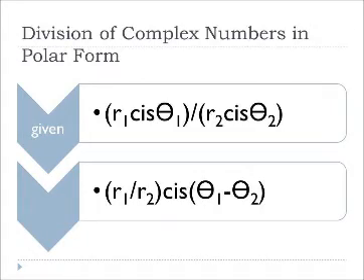Division of complex numbers in polar form. We divide r1 by r2 and then we subtract theta 2 from theta 1. We then substitute the new values to our system.